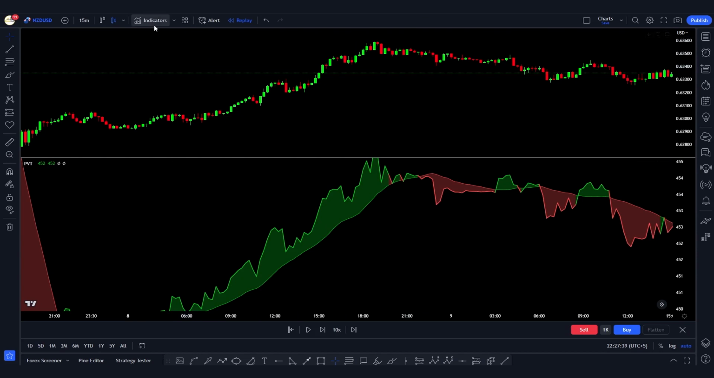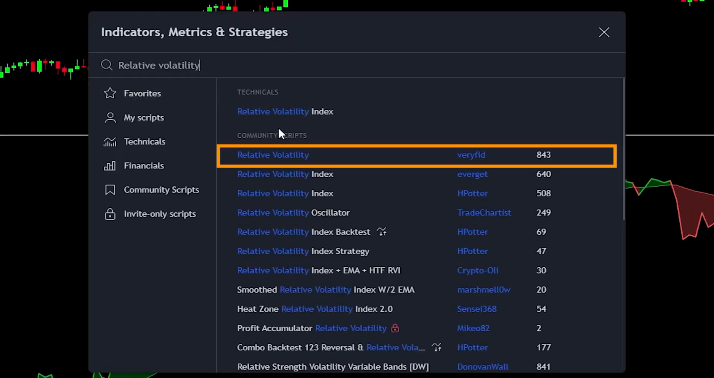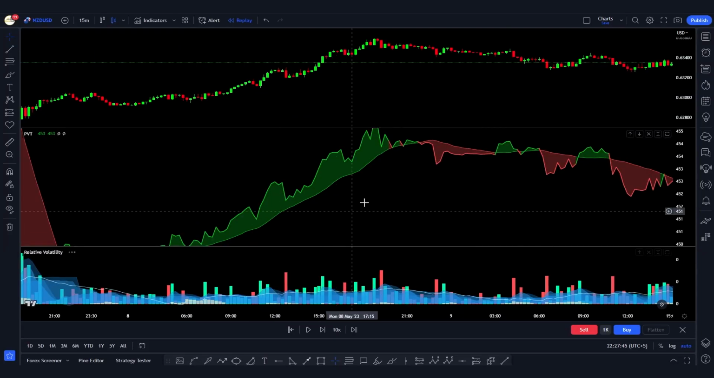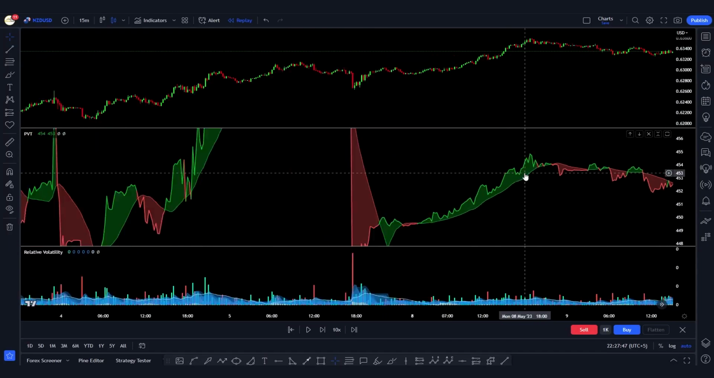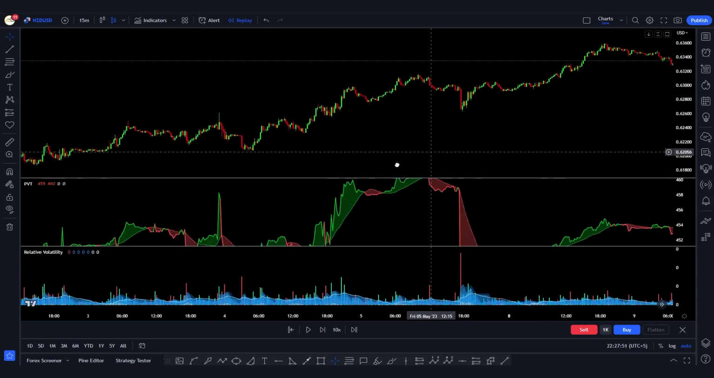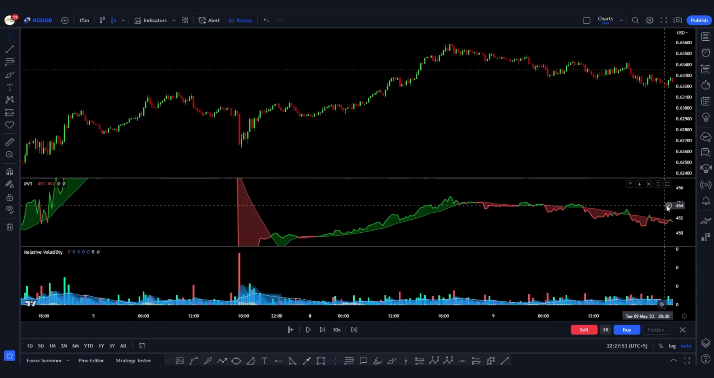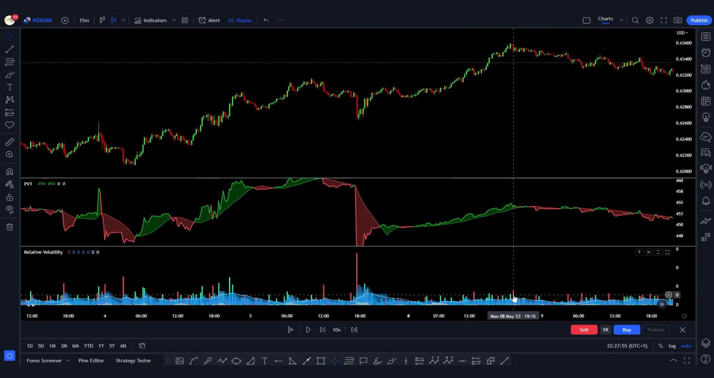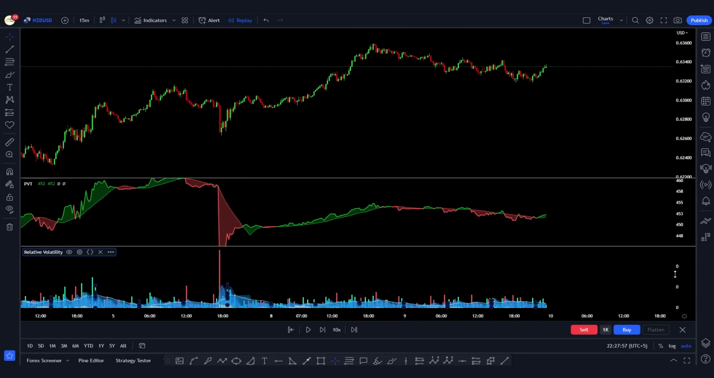And let's go towards the indicator tab, and here we're going to search for relative volatility, and we're going to add this one by verified to the chart, because whenever we want to take a trade, we want to make sure that there is enough volatility in the market so that our orders will be fulfilled at the market price and our orders are executed when we want them to. And that can be done by making sure that there is enough volatility in the market.